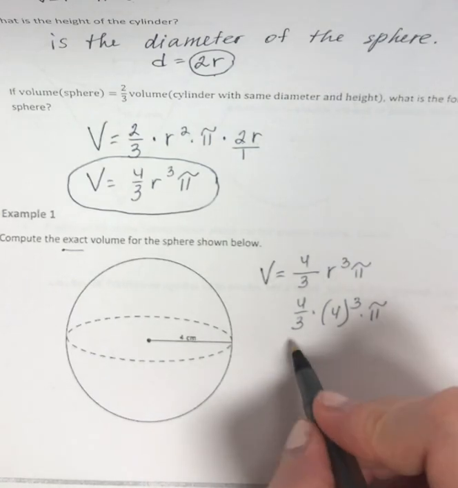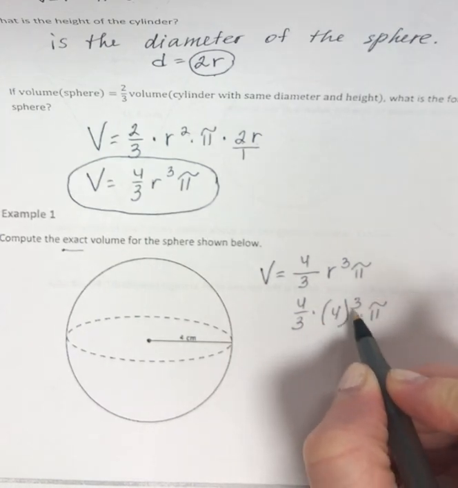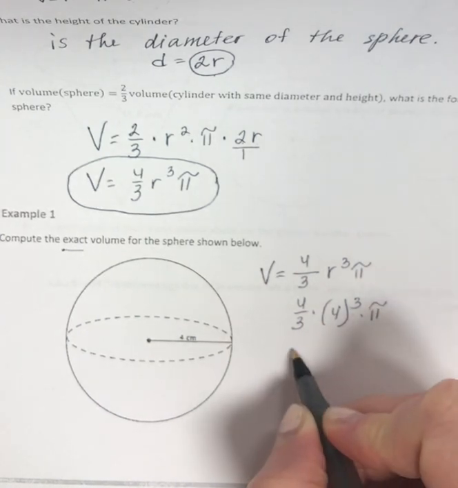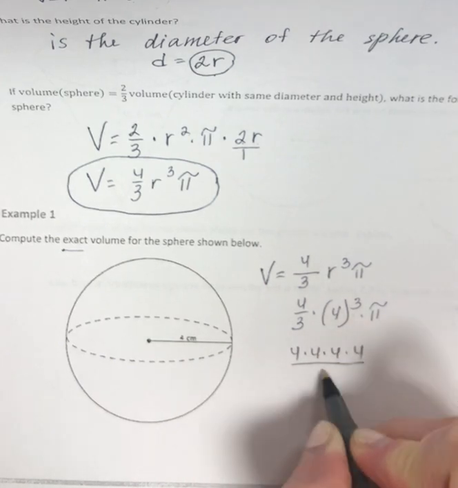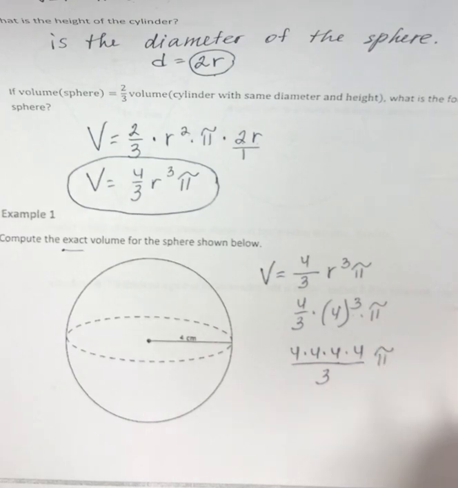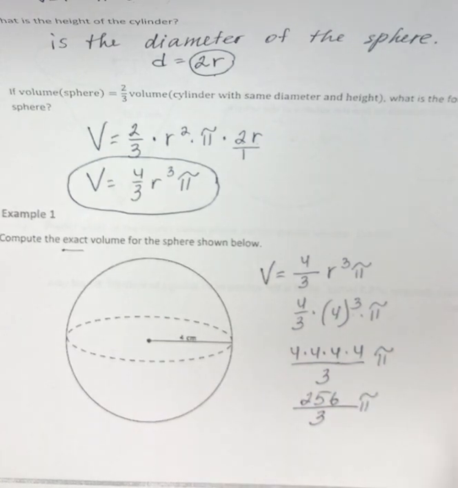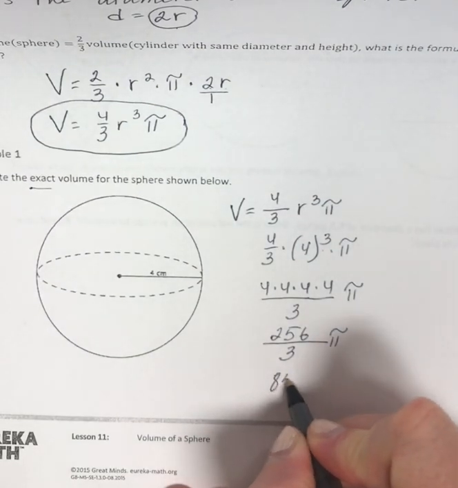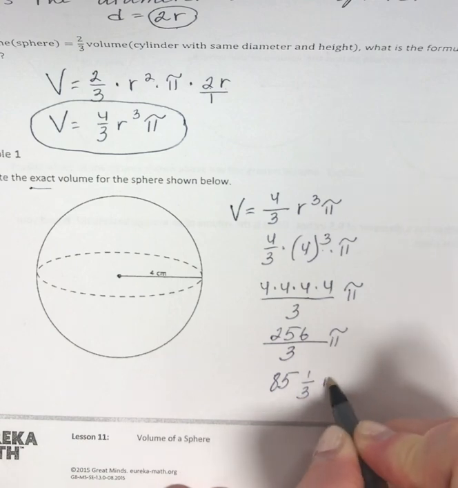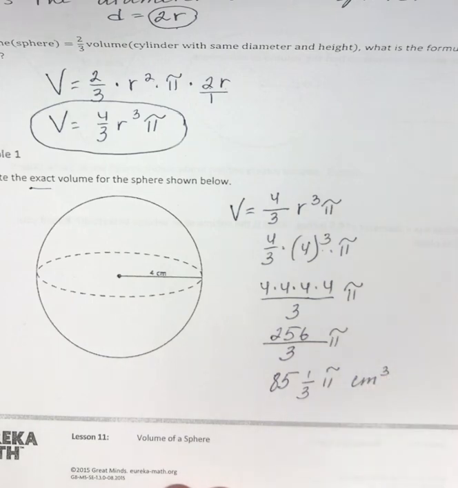When we get there, we are going to have 4 times 4 times 4 times 4, I will just write it down for you, over 3 pi. That makes it 256 thirds pi, and you can make it a mixed number, which is going to be 85 and 1/3 pi, and our units are centimeters to the third power.